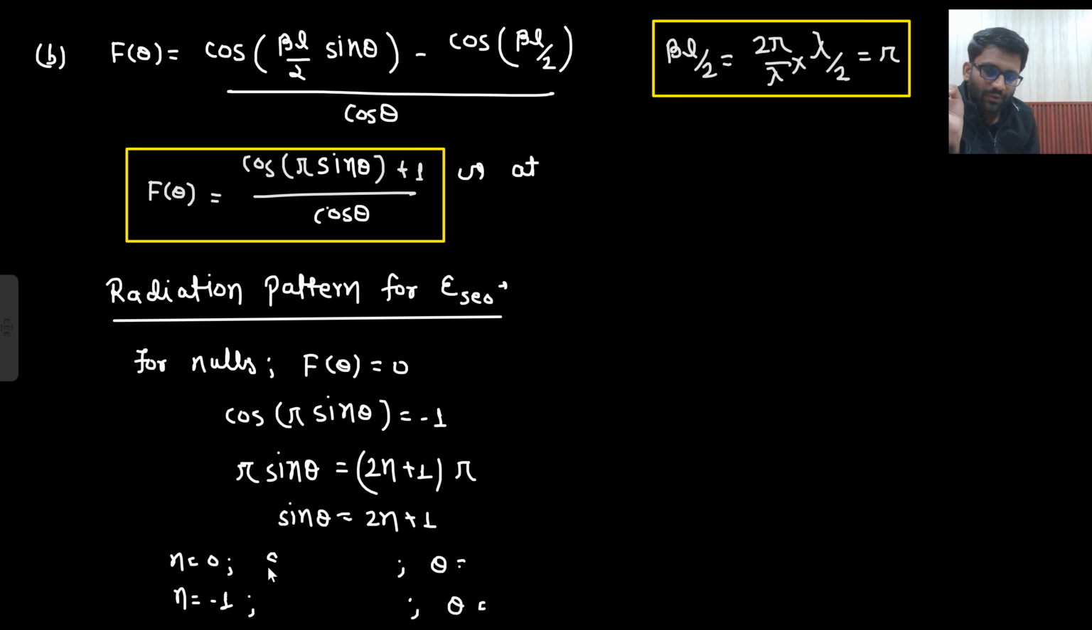If you put n equals to 0, what are you getting? Sine theta equals to 1. And if you put n equals to minus 1, then what are you getting? Minus 1. So sine theta equals to 1, where is it? At pi by 2. And where is it minus 1? That's it. If you put n equals to 0, at pi by 2 it is 1.